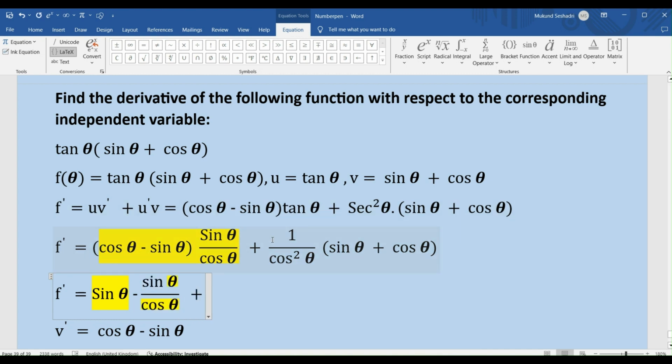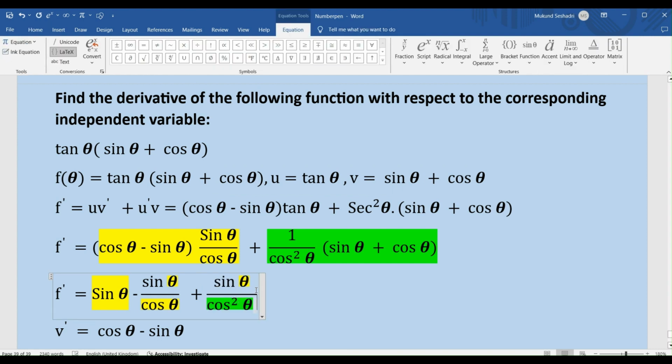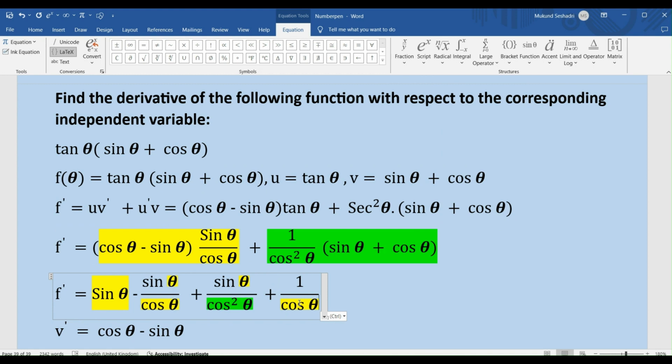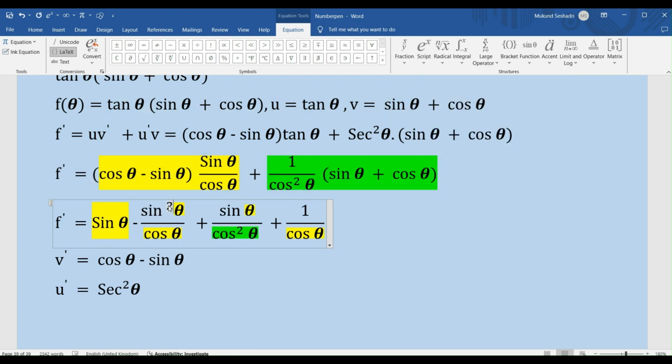And then I have my second part, which is, let's highlight this in green. And the first part of the green expression is sine theta by cos square theta, right? So let us write that as it is. And then I have my cos theta into 1 by cos square theta, which is nothing but a 1 by cos theta, right? Sorry, we have a sine square theta here, folks. This is a sine square theta.